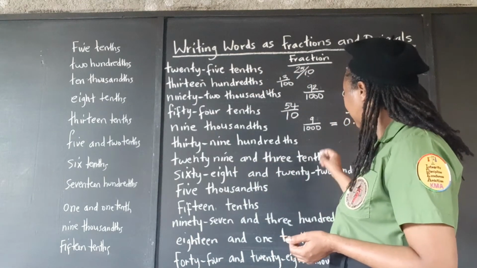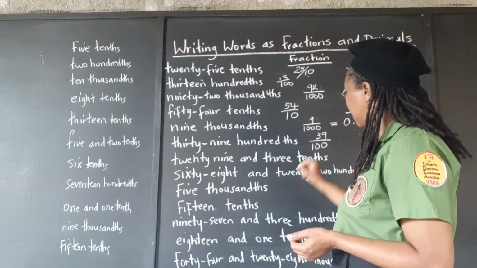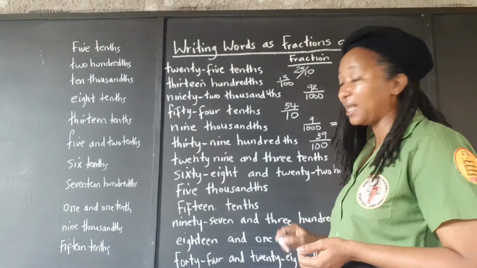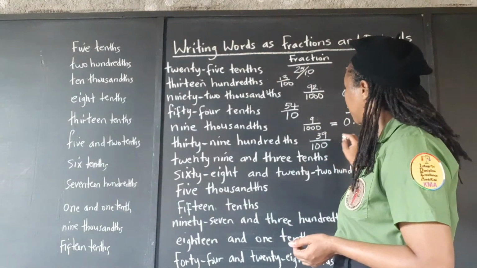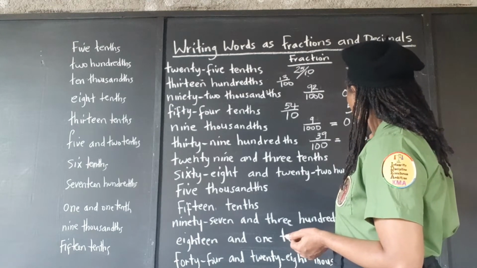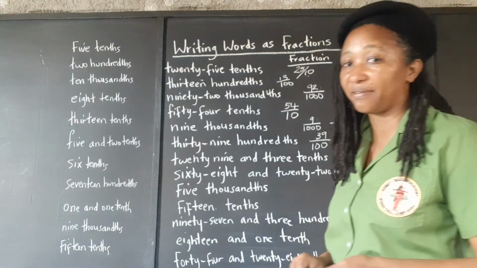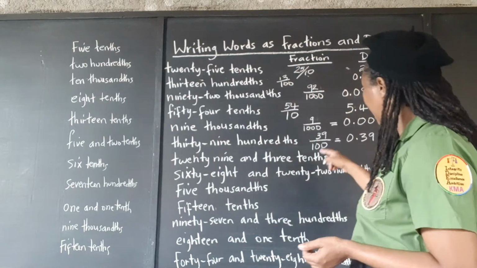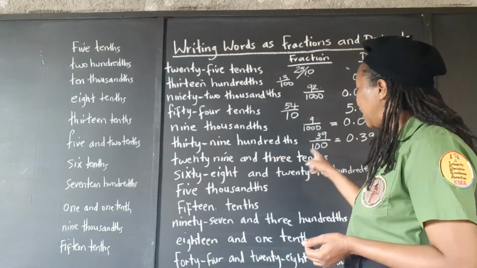39 hundredths. 2 places to the left. So that's 1, 2. Right, 2 places to the left. 39 hundredths. 29 and 3 tenths.